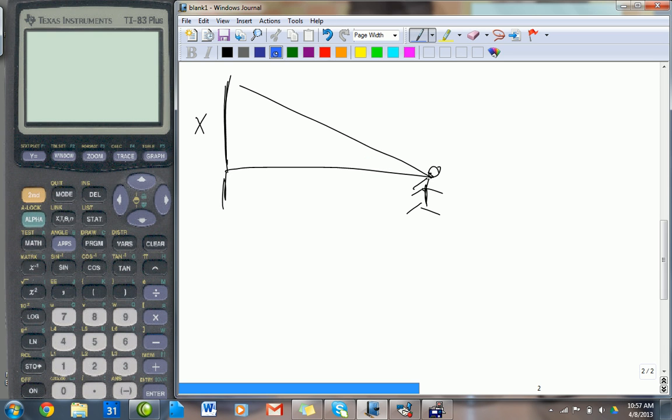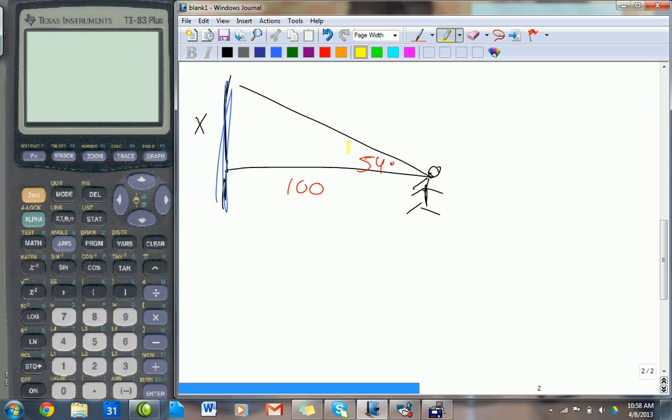But what if it was probably easier if we just stood at a point and measured the angle, and then measured the distance we were from the chapel? So probably easier to do that. So what if we got, let's say, 54 degrees, and we were, let's say, 100 feet from the chapel? How can we solve for x?